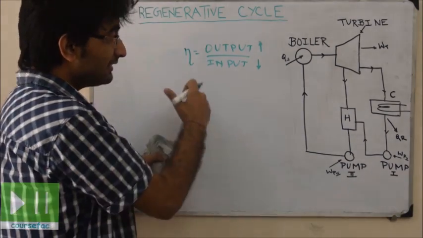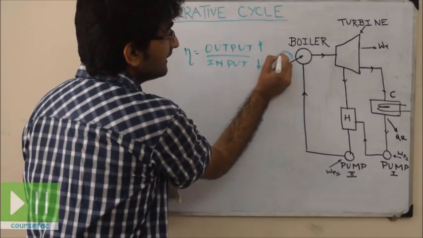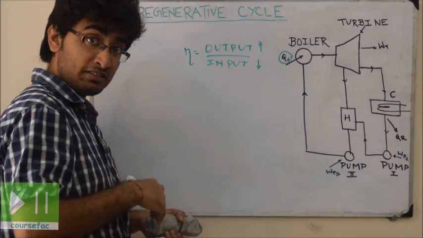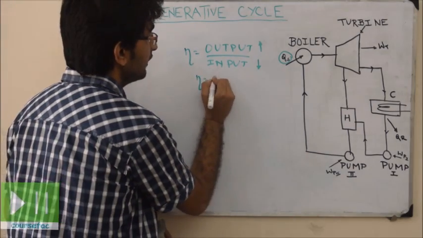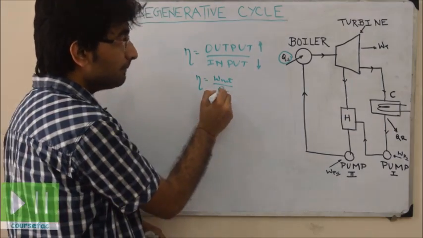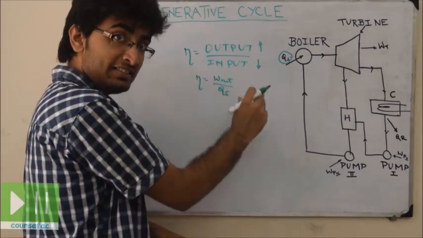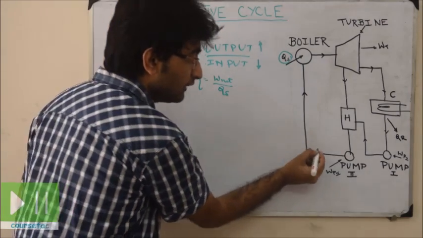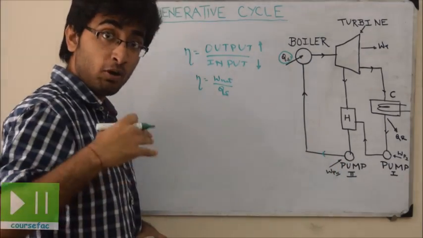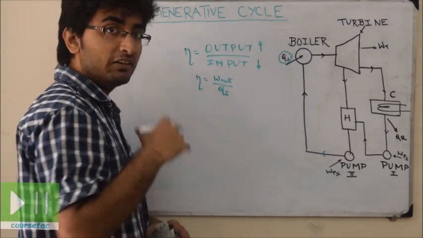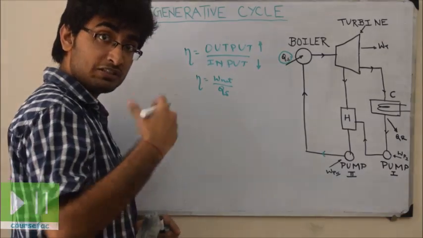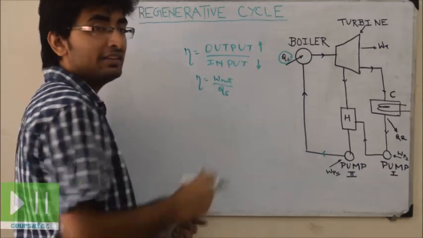input. This is done by, just see, this is the heat supplied. If this heat supplied is low, automatically the efficiency will be high, because efficiency is equal to net work done by heat supplied. So we have to minimize the heat supply, and this heat supply is going to be low if the water that is being pumped by pump 2 has a certain amount of heat content. Then only we need to supply very little heat to the boiler. Then only our efficiency will be increased due to the decrease in the input.